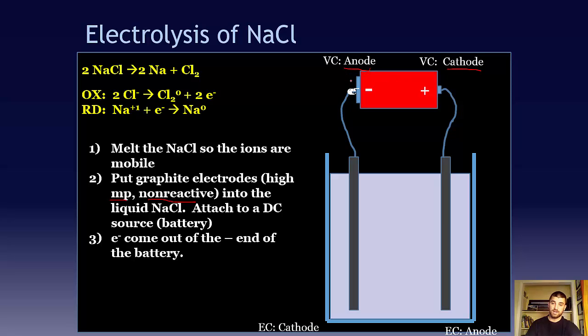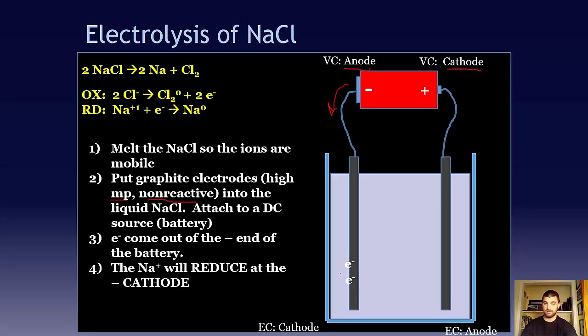So the anode is where oxidation occurs and electrons are going to come out of the battery and they're going to build up onto this graphite rod. So now we have negative electrons, which are going to attract the positive sodium ions and reduce them. All right, so those sodium ions are going to pick up those electrons and they're going to be reduced to become just sodium metal, which is going to build up at that electrode. You're going to get a bunch of pure sodium forming there.